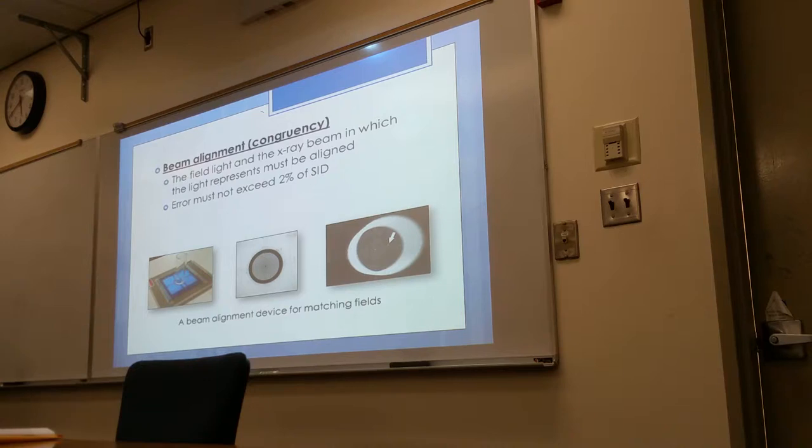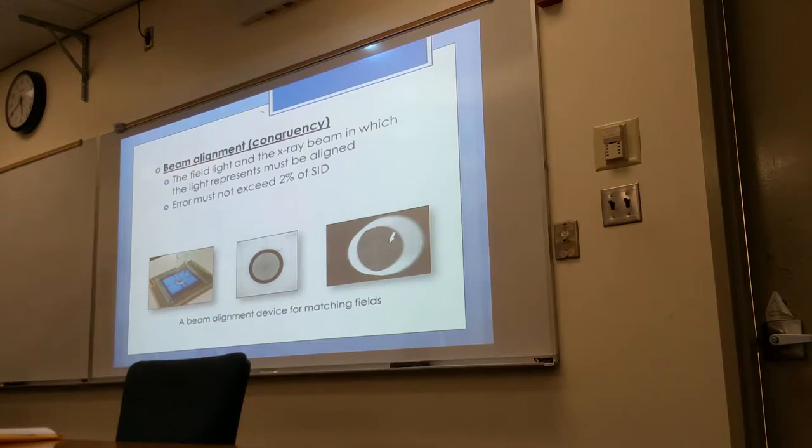Beam alignment, or congruency. The field size is one thing. The field sizes have to match, but alignment is also important. The field light and the X-ray beam, which the light represents, must also be aligned. An error must not exceed 2% of the SID.